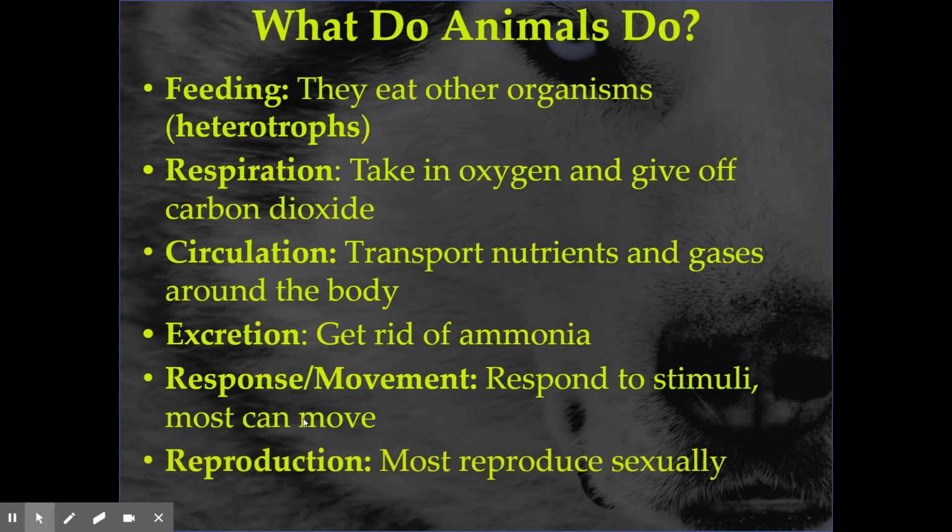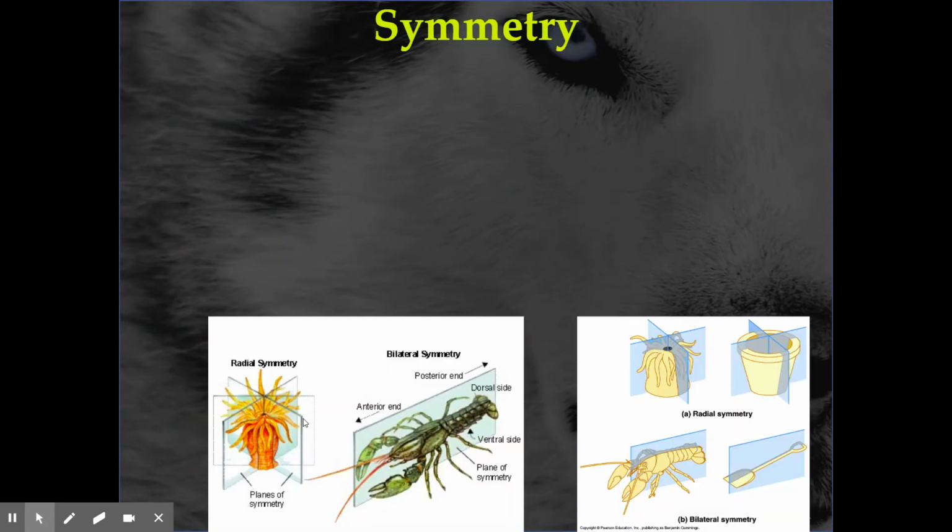And reproduction. Most reproduce sexually, though sometimes it gets complicated where they can be both genders at the same time and things like that, but sexual reproduction is generally the way to go. Now, with living things, there's a couple of different body forms that you're going to run into. Not everything is designed the same.